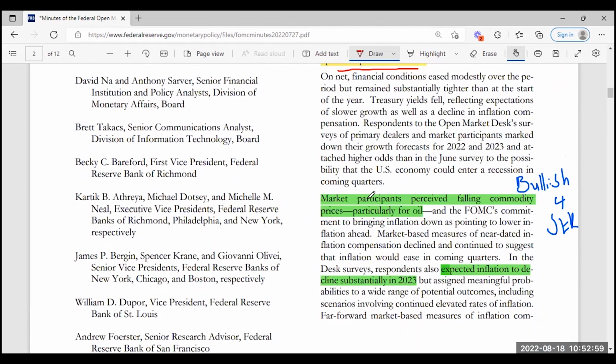Check the language switching, guys. Market participants. He's no longer talking about investors now. He's going back to the big group, right? Where it's him, the treasury, the government, traders, stocks, some institutions, right? Not all hedge funds, blah, blah, blah. But market participants, speculators, and all their millions perceive falling commodity prices, particularly for oil.